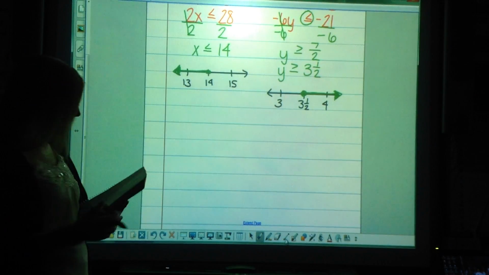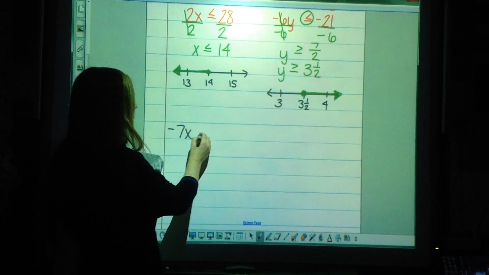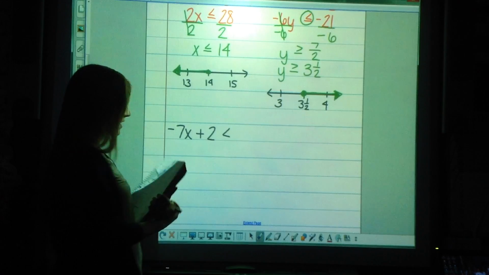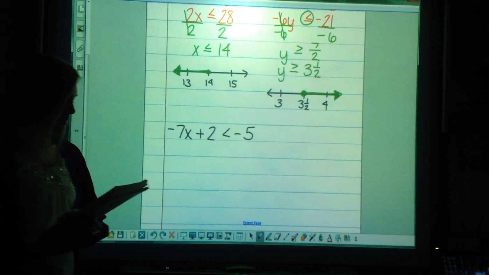Okay. Negative 7x plus 2 is less than negative 5. Push pause and try that now.